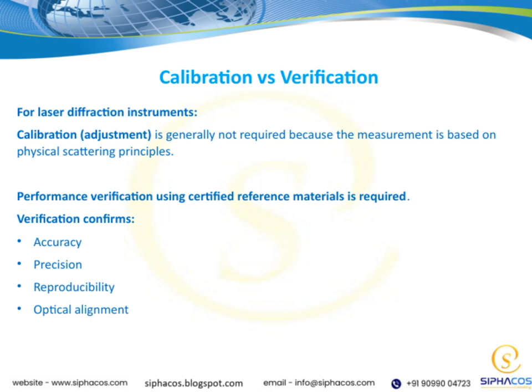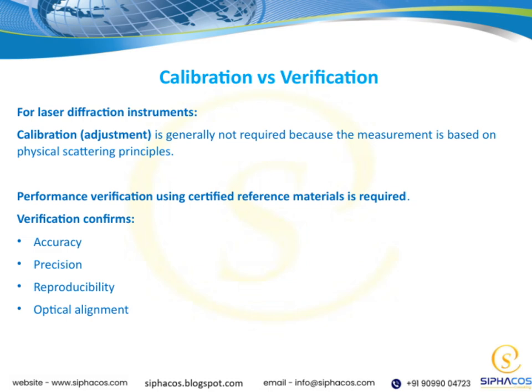This step helps us confirm several key aspects. First, accuracy. Are we getting the right measurements? Second, precision. Are those measurements consistent? Third, reproducibility. Can we get the same results under different conditions or by different operators? And finally, optical alignment. Making sure the optical system remains properly aligned for accurate readings.